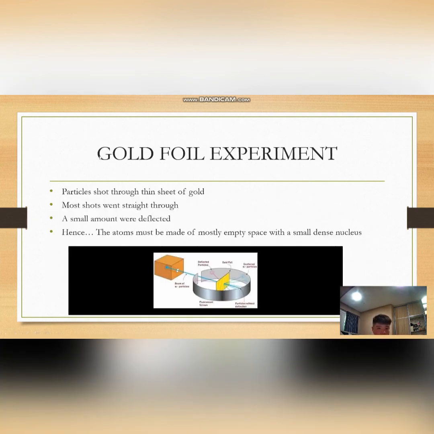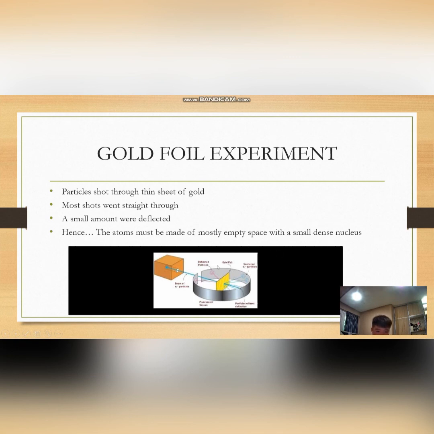This is the most famous invention of Ernest Rutherford, the gold foil experiment. Particles were shot through the thin sheet of gold. Most went straight through. A small amount were deflected. Hence, the atom must be made of mostly empty space with a small dense nucleus.